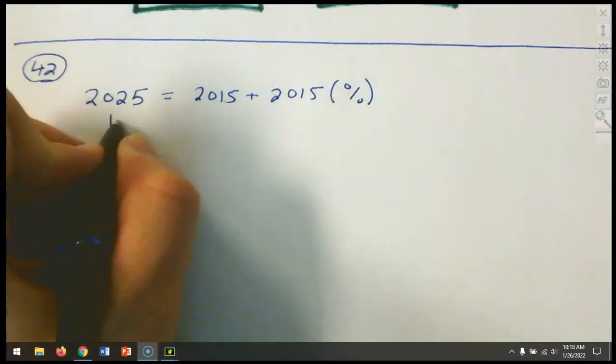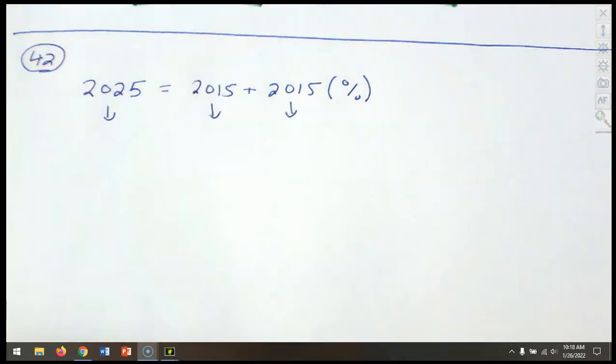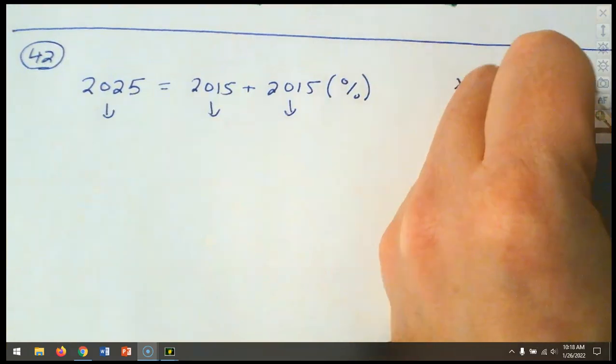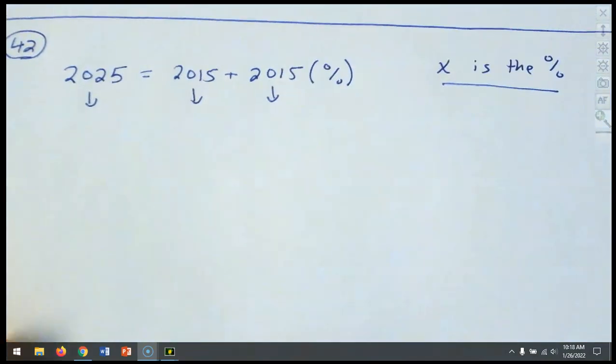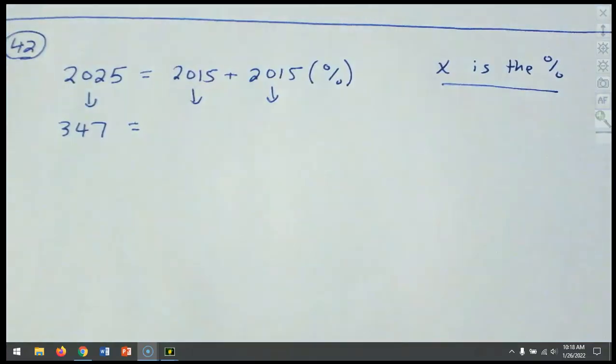So what do we know about our numbers here? We should be able to fill in a lot of this with the different pieces. And then we're going to use X as the percentage. So we're just going to replace that when we write it in. X is going to be our percentage. I think it makes it easier to write it like this, and then we plug it in. So what do we know? Let's try to figure out the pieces. 2025, do we know that? Yep, that's 347. 2015, do we know that number? Yep, 2015 is 321.